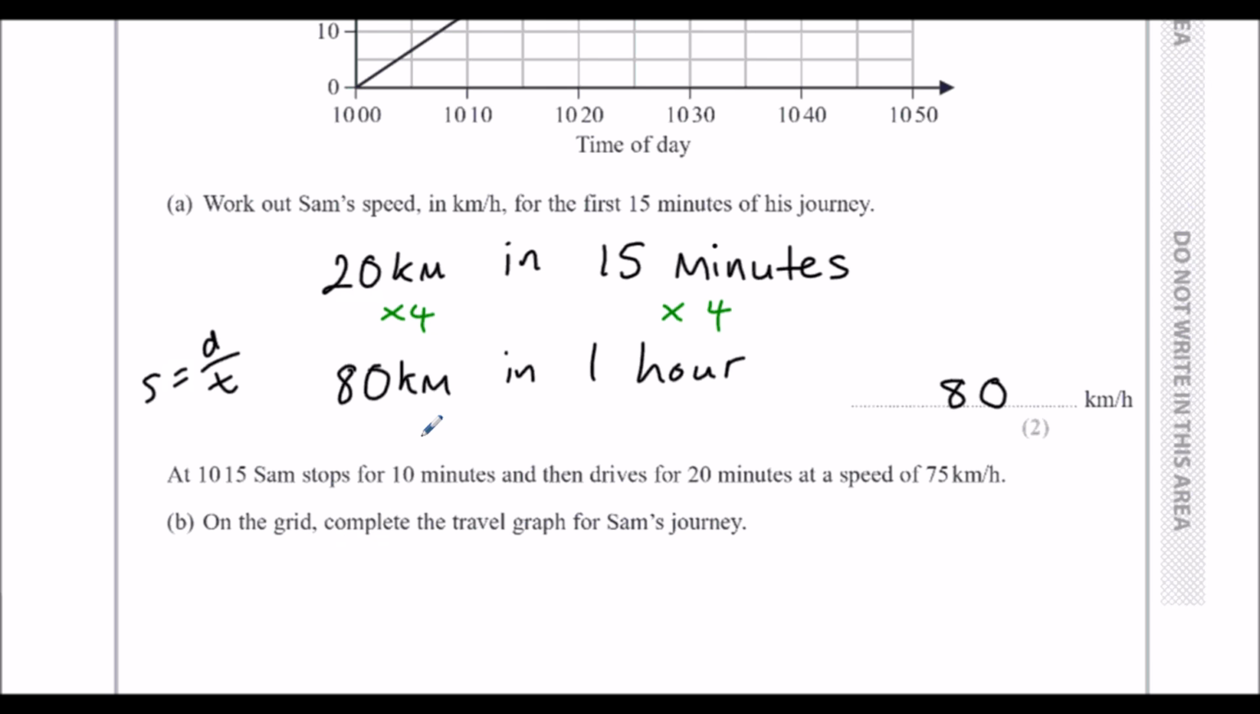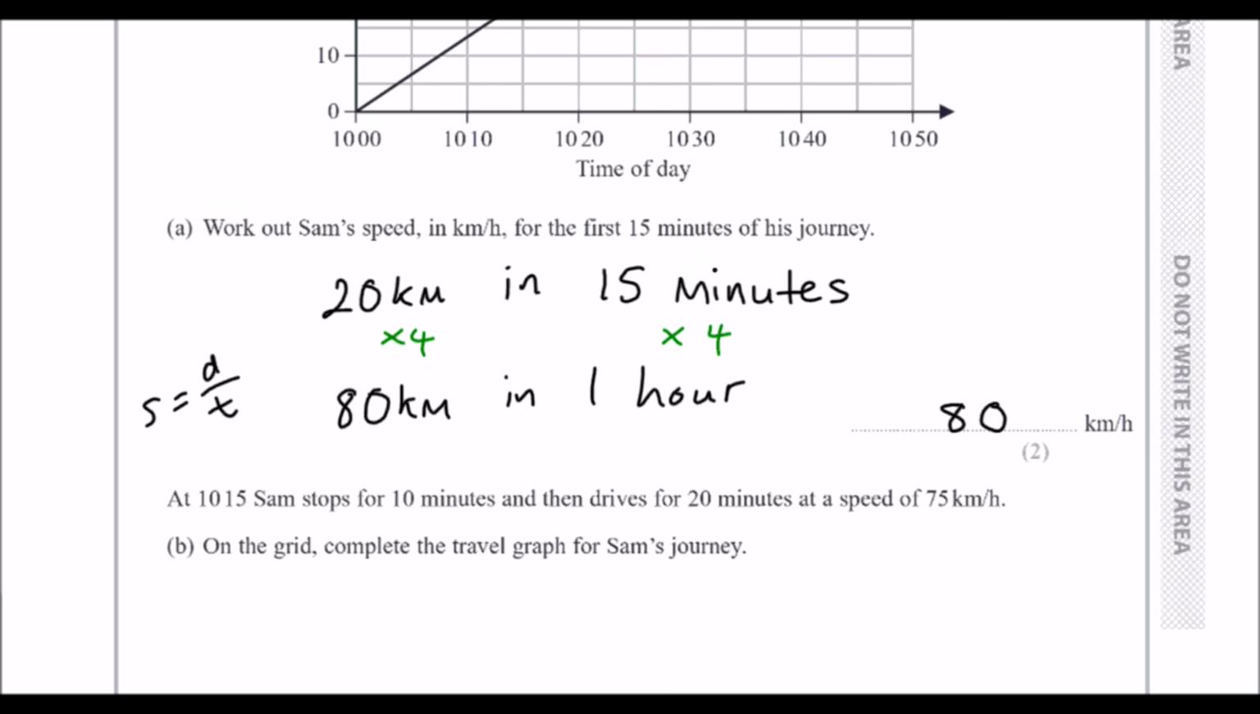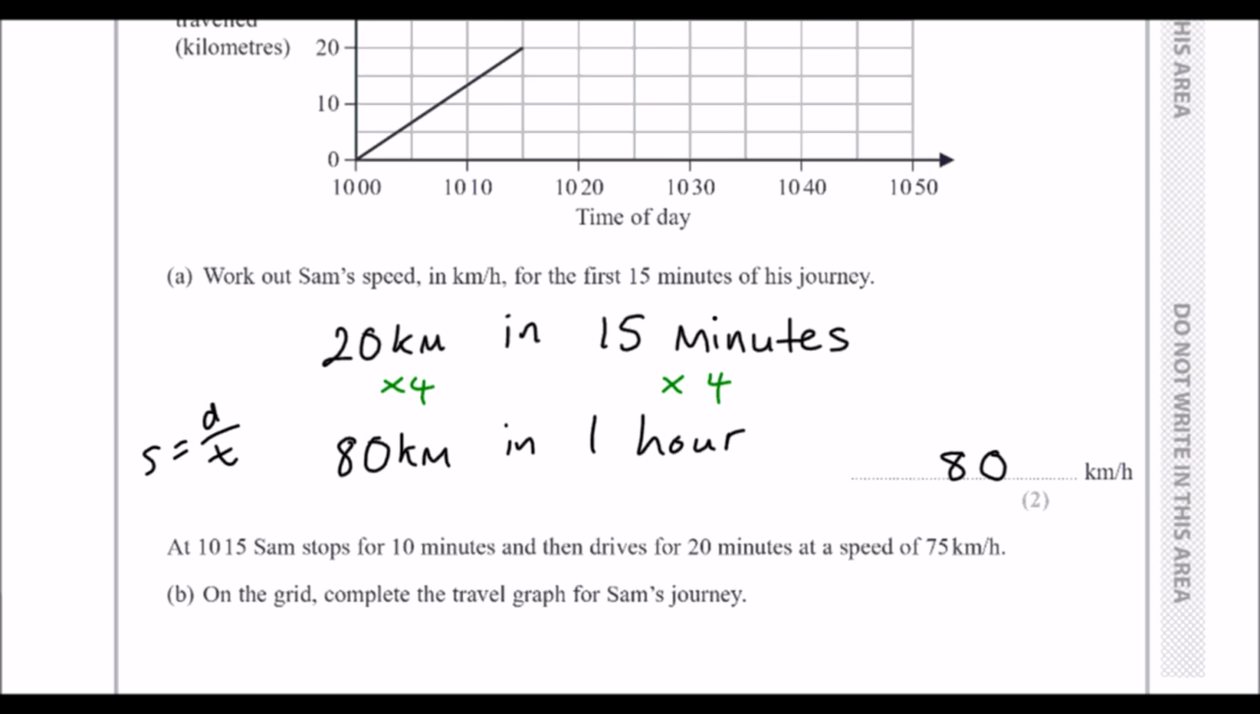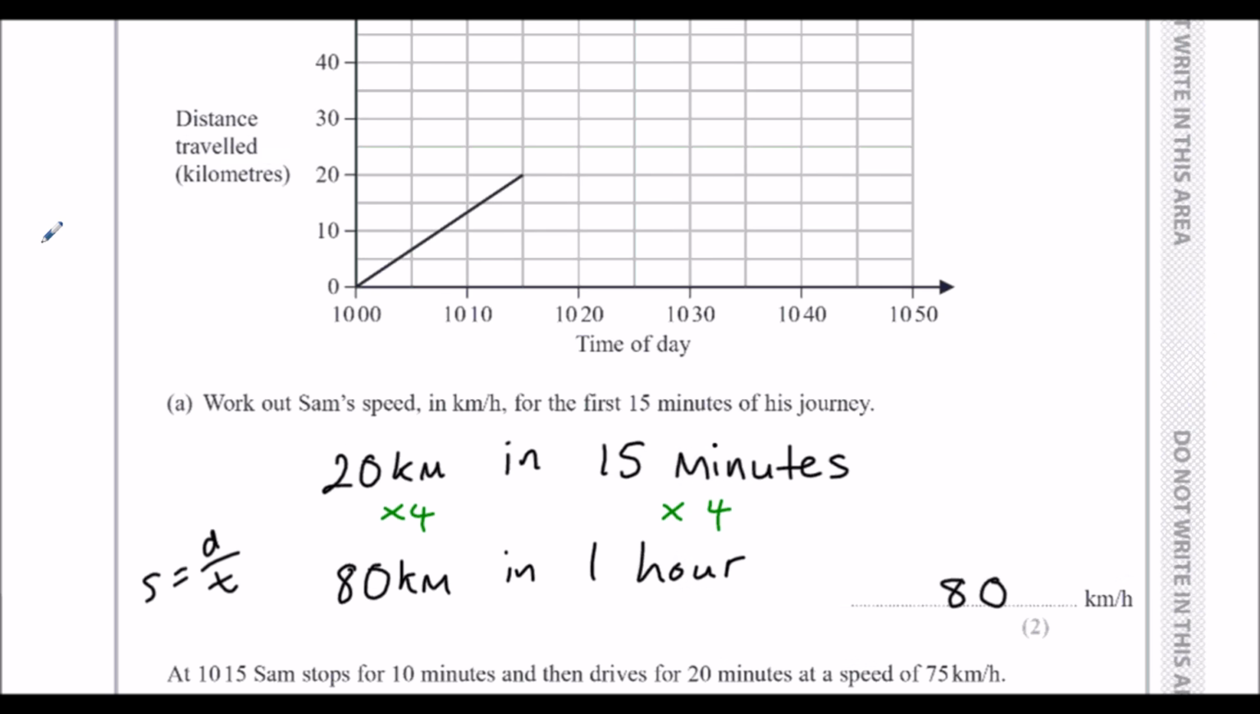At 10:15, Sam stops for 10 minutes and then drives for 20 minutes at a speed of 75 kilometers per hour. On the grid, complete the travel graph. So he's going to stop for 10 minutes. These are all 5 minutes, aren't they? 5, 10, 15. So he's going to stop for 10 minutes. That's a straight line. He's not moving for 10 minutes.